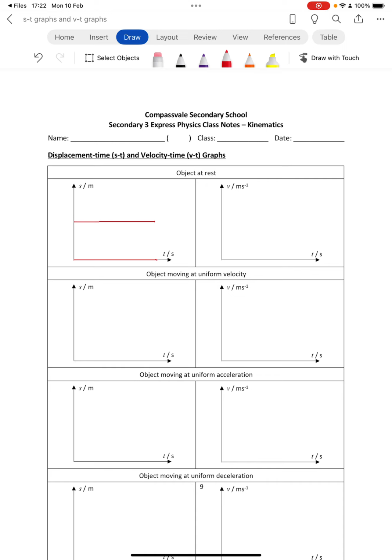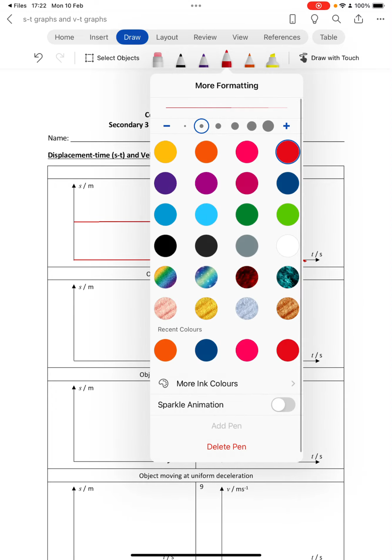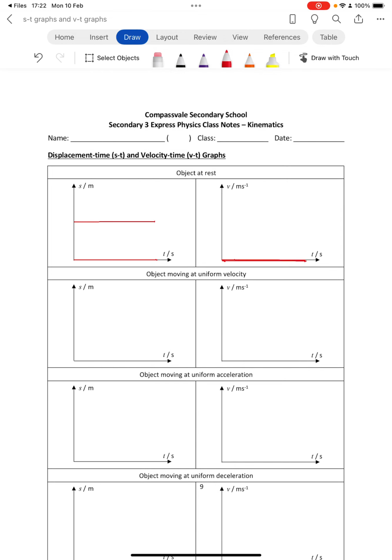Okay, then for velocity time graph, obviously the velocity will have to be 0. So the line would have to be at the axis, right? Because the velocity would have to be 0 in order for the object to be at rest. Let me see if I can increase the thickness of this. All right, next, object moving at uniform velocity.